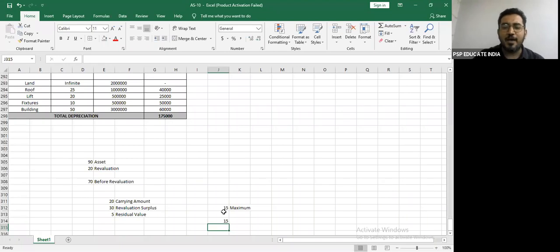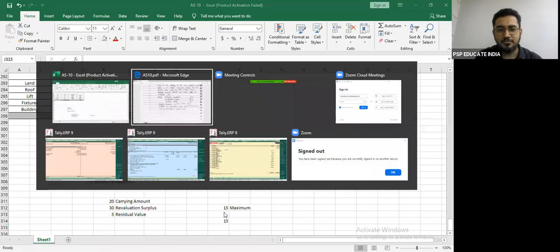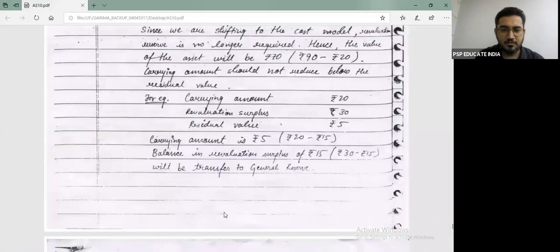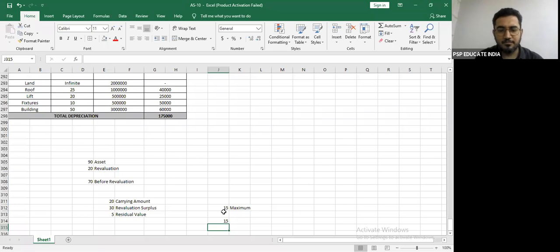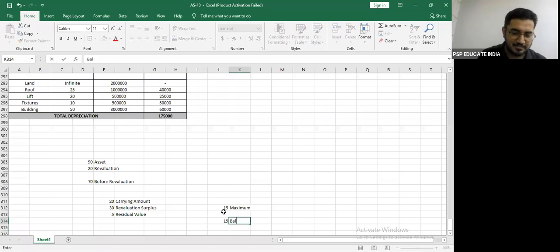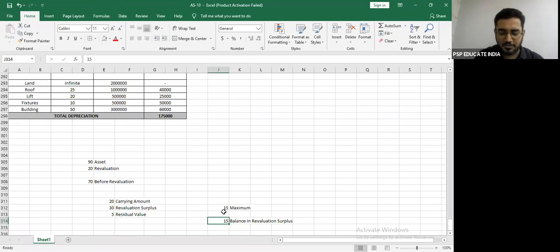Will I still have balance in the revaluation surplus? Yes or no? If yes, how much? Yes. Balance in revaluation surplus will be how much? 15. So I will still have balance in the revaluation surplus of rupees 15.